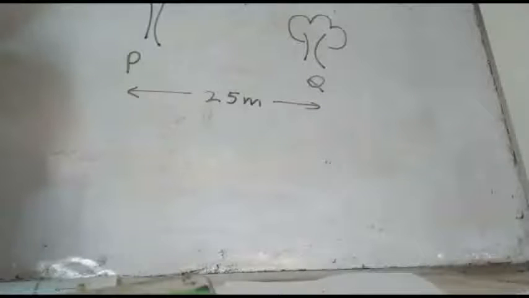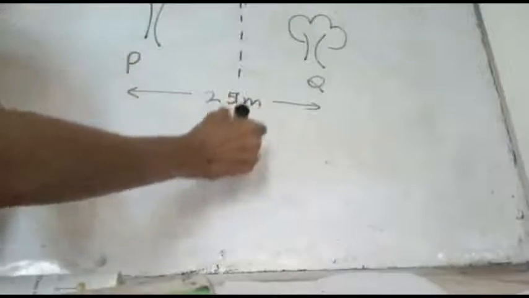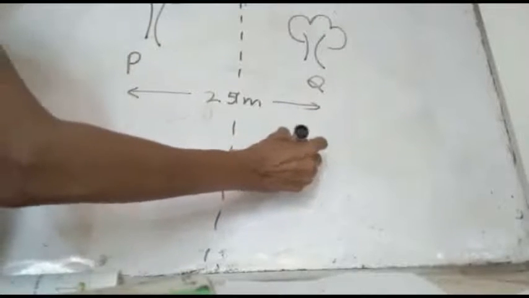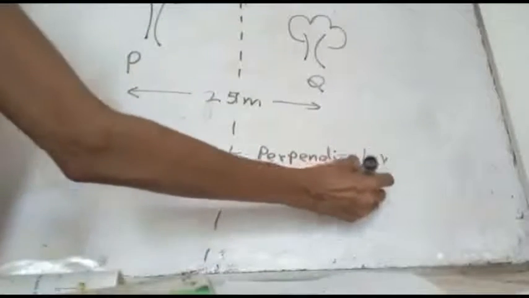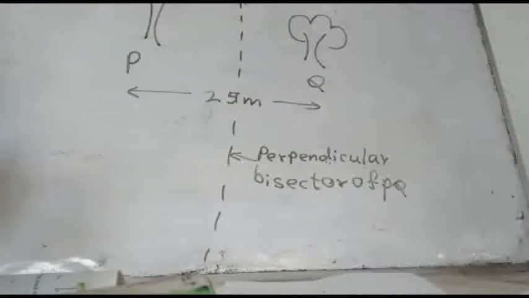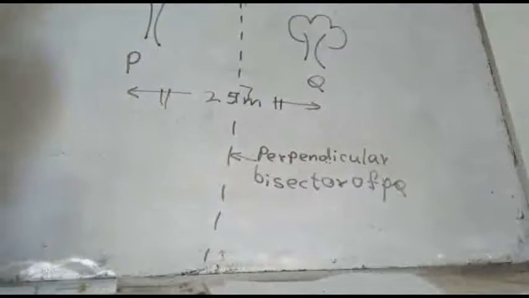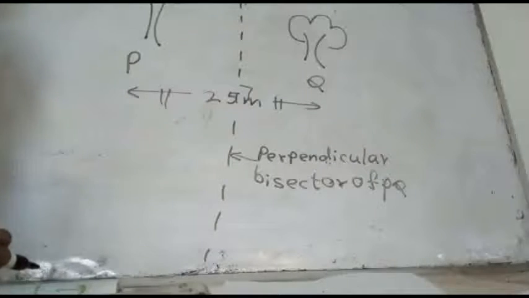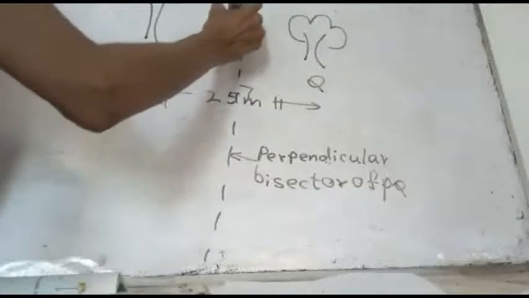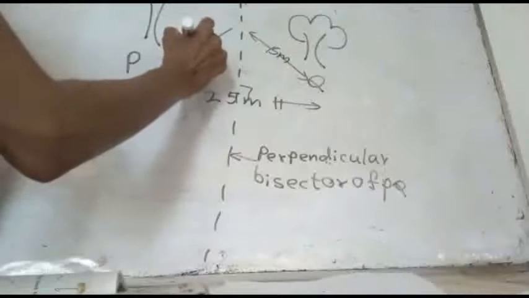It is required to fix a tap at a distance of 15 meters from each tree. Then this is the perpendicular bisector of PQ. And then 15 meters from each tree.